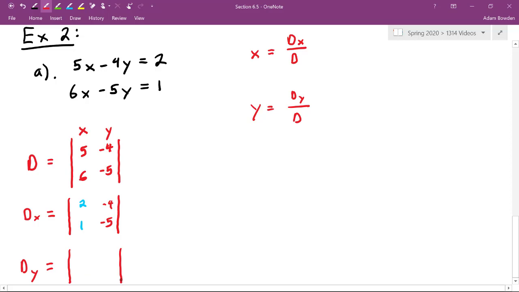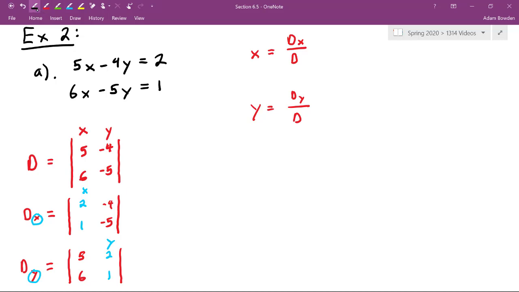When I do the determinant dy, I'll put those constants 2 and 1 down the y column. So that letter again is just telling me which column to put those constants in, the x column or the y column.